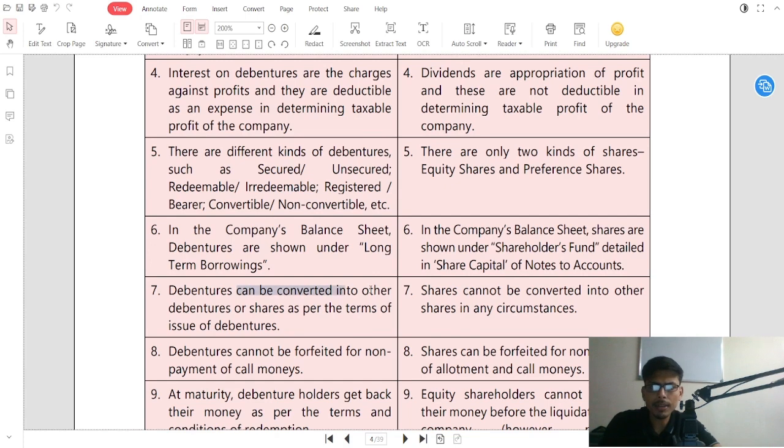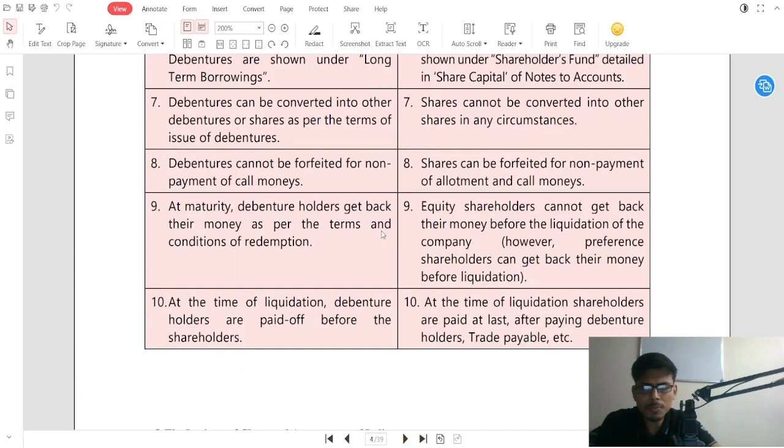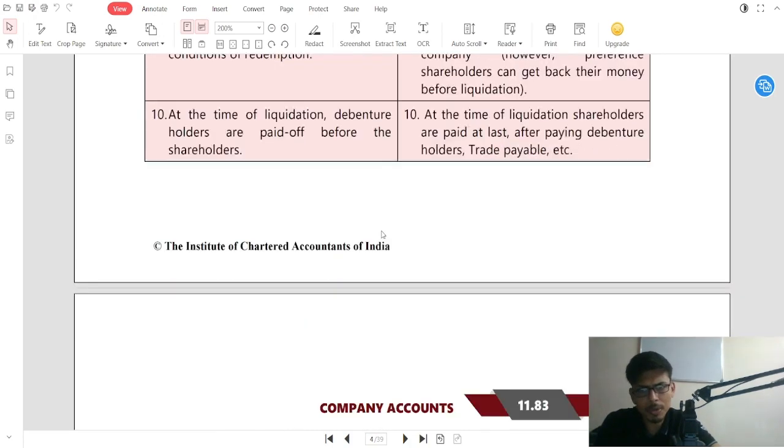Debenture can be converted into other debentures or shares as per the terms of issue of the debenture. It means debenture can be converted, it's quite possible, or may not be. But a share cannot be converted into other shares in any circumstance. Shares can only be shares, they cannot be converted into any other securities. Okay, so these are almost 7 points we have covered. Debenture cannot be forfeited for non-payment of call money, but a share can be forfeited. So these 8 points are more or less very important. If you go through these 8 points, it will be more than enough.